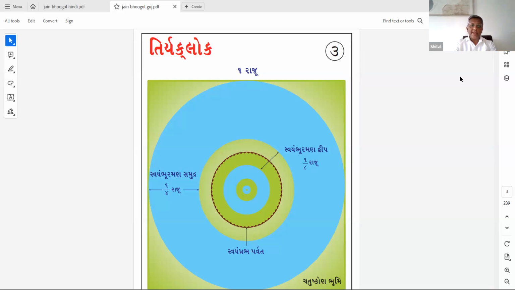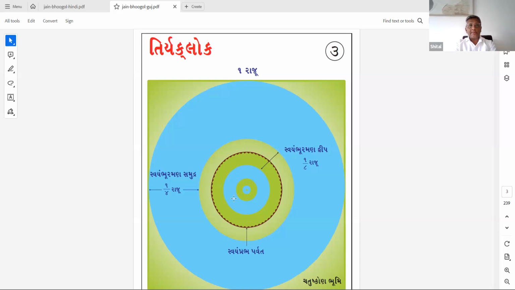There are many names. These 2 cents, 3 cents, 4 cents, they don't live everywhere. They live in the Manushya Kshetra, in the outer half of the last land, Swayambhu Ramadweep, and they also live in the ocean here and in the Chatushkon Bhumi here. That's where they live.